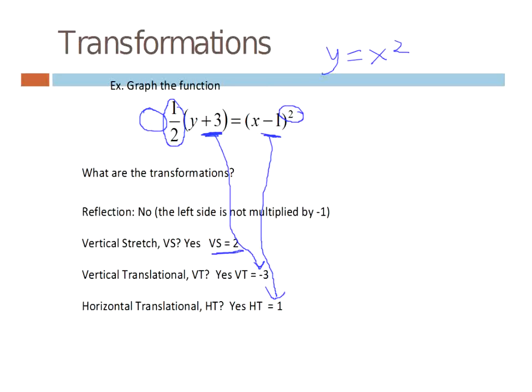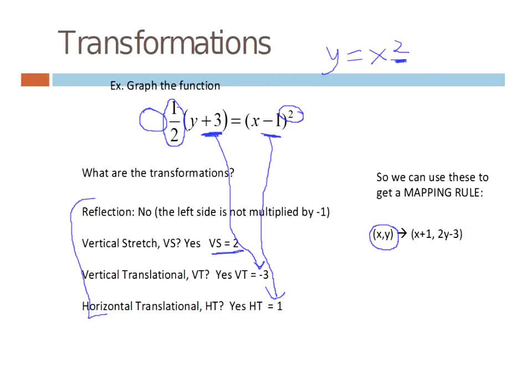And so now we can get what's called a mapping rule. What the mapping rule tells us is to take the old table, the old x and y table, and since this was the quadratic, we're talking about the table with 9, 4, 1, 0, 1, 4, 9. We take those values and do these transformations to them. You can see that I take my x values and add 1. I take my y values and multiply them by 2 and subtract 3. So this is the mapping rule. This tells me how to get my new table.